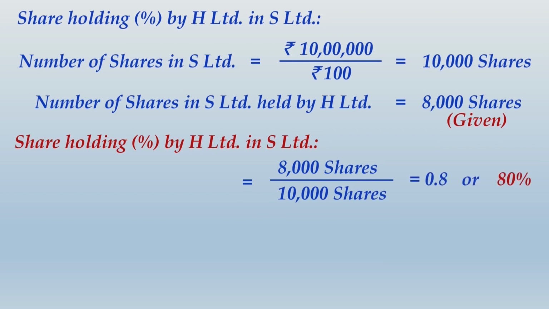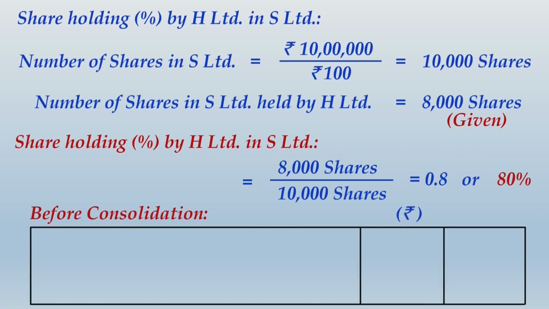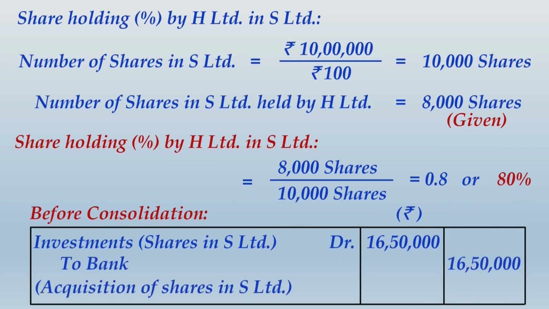The number of shares in S Limited held by H Limited is given as 8,000 shares. So shareholding percentage by H Limited in S Limited will be 8,000 shares divided by 10,000 shares, and that would give 0.8 or 80%. Thereafter, we have also discussed one thing, that before the consolidation begins, the parent company would have already passed an accounting entry: investments, that is shares in S Limited, debit to bank account, that is by 16 lakh 50,000. It is because of this entry that investment in the balance sheet of H Limited is appearing. So please take note of this whole thing, and then we shall move ahead.